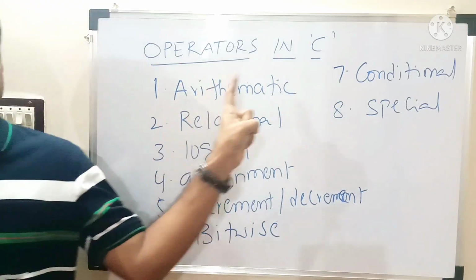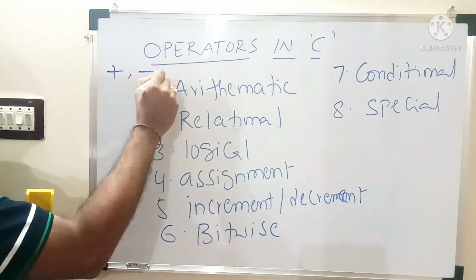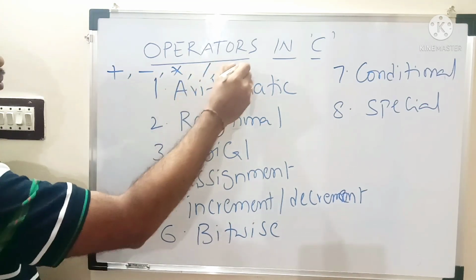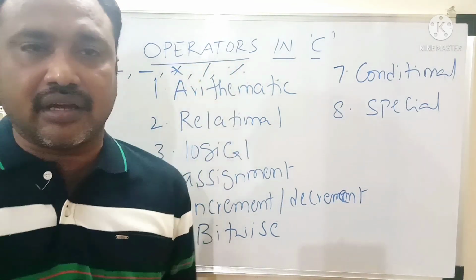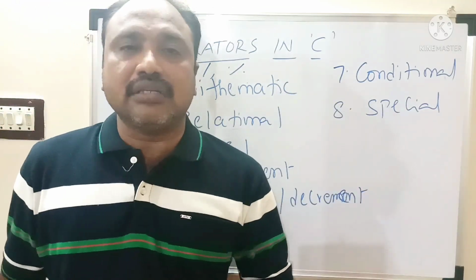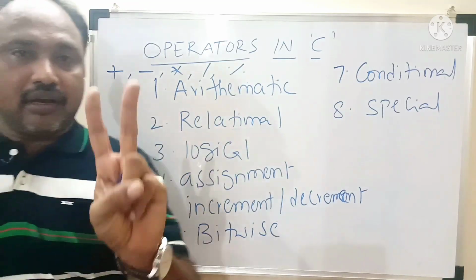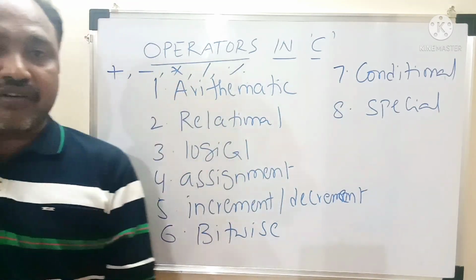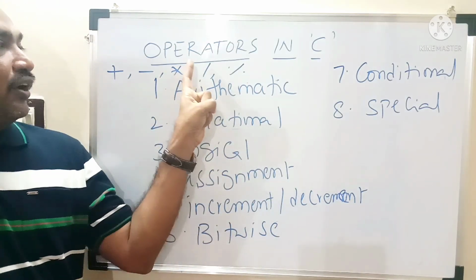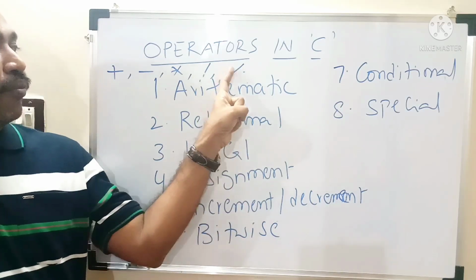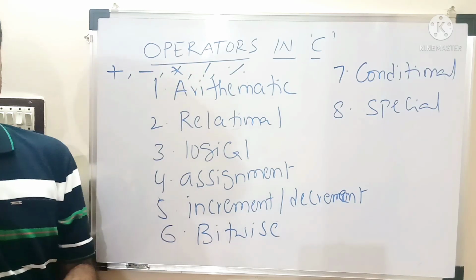The first one is arithmetic operators. You know, plus, minus, star, divide by, mod. These are used to perform arithmetic operations on the data. Hence, they are referred to as arithmetic operators. Plus will require at least 2 values. Minus will require at least 2 values. Star will require at least 2 values. Division will require at least 2 values. Mod also will require at least 2 values. Hence, they will come under the category of binary.